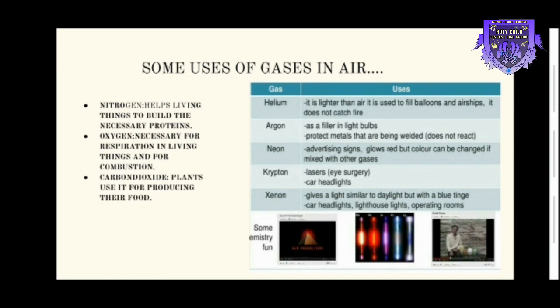Next, argon. Argon is used in electric bulbs. Next, helium. Helium is used for obtaining low temperature and also for generating lift in air ships. It does not catch fire. Neon. Neon is used in advertising signs, glows red, but color can be changed if mixed with other gases. In simple words, it is used in decorative lights and for street lighting. Krypton. Krypton is used in fluorescent tubes. Xenon. Xenon is used in flash photography.